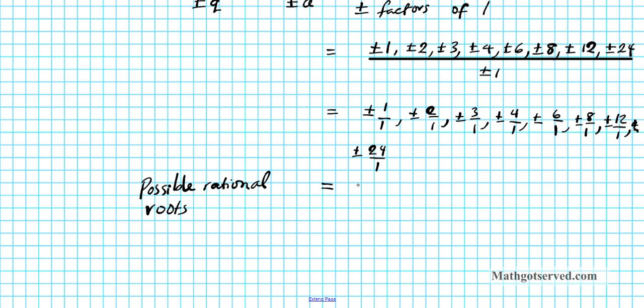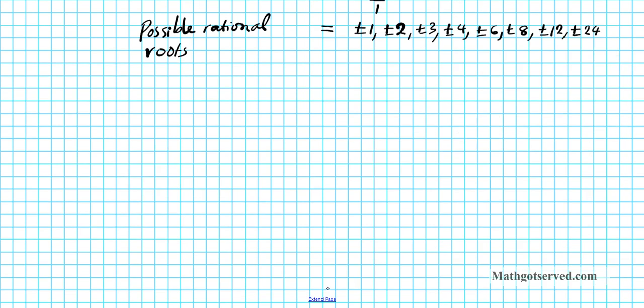Roots are plus or minus 1, plus or minus 2, plus or minus 3, plus or minus 4, plus or minus 6, plus or minus 8, plus or minus 12, and then plus or minus 24. Okay, so these are the possible rational roots that we have: 1, 2, 3, 4, 5, 6, 7, 8. So we have 16 of them, positive and negative together. Okay, so there you have it.